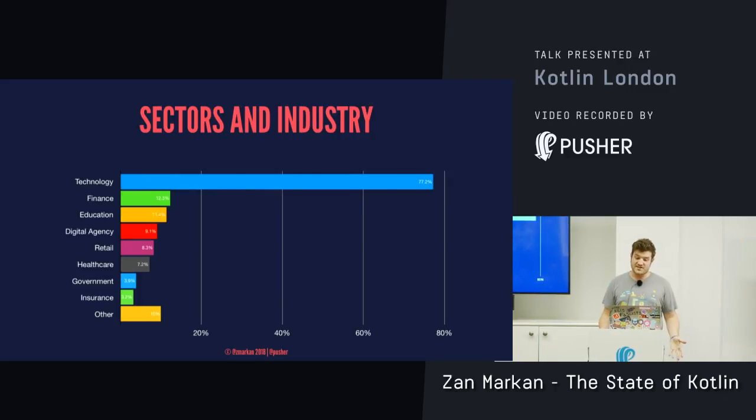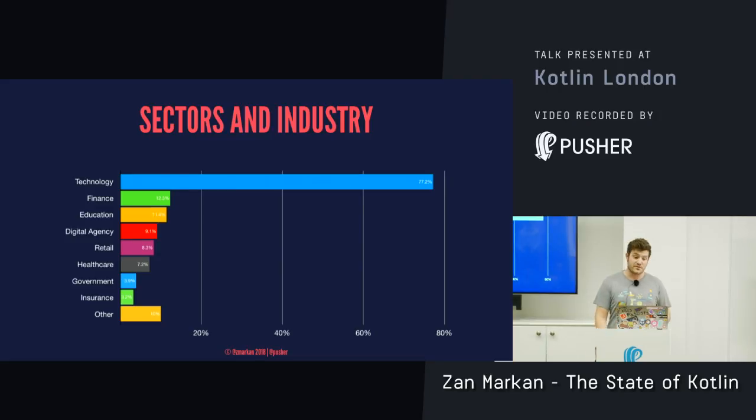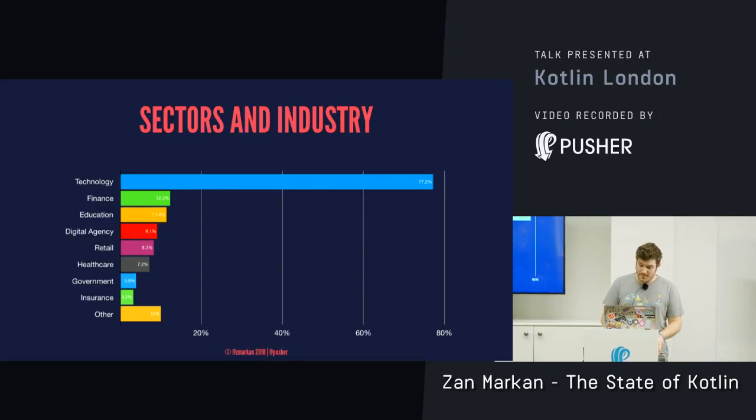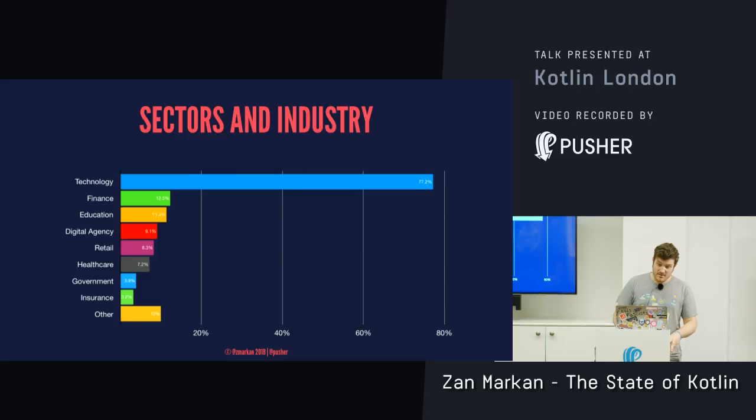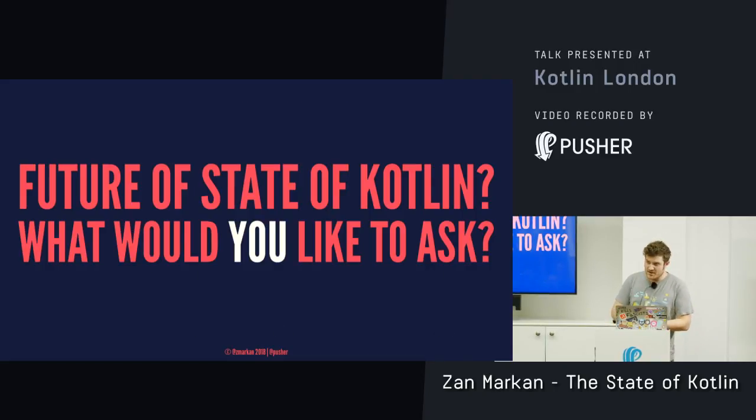Sectors, no surprise here. Tech is leading the charge, and a pretty uniform distribution unless you're working in government or insurance. So yeah, that was the demographics. And I would like to ask you, what do you think about the future of Kotlin and the future of State of Kotlin?